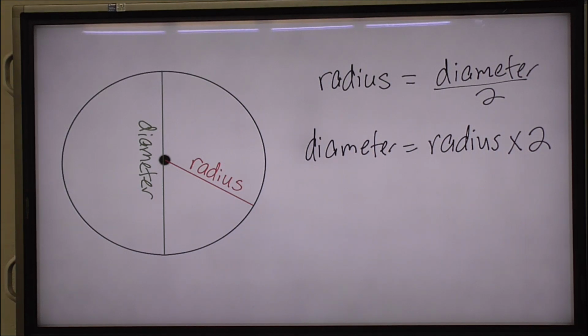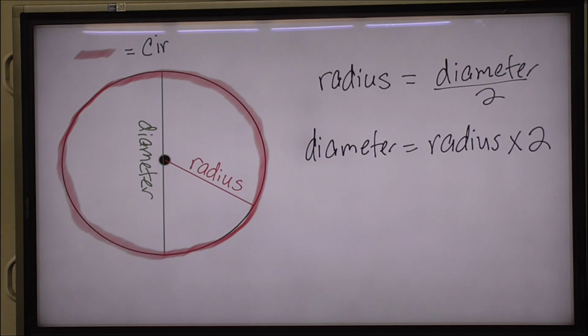We're going to do two more things. I'm going to highlight just the outside of my circle. So I'm going to put a little highlight mark right there. What do you call the outside of the circle? Circumference. That is the circumference. So the circumference is the outside of the circle. We can also call that the perimeter of the circle.